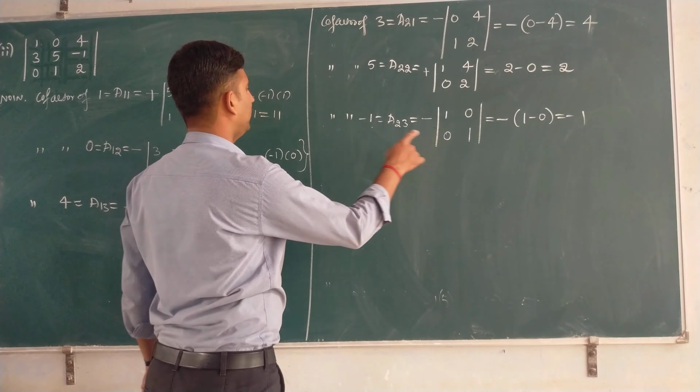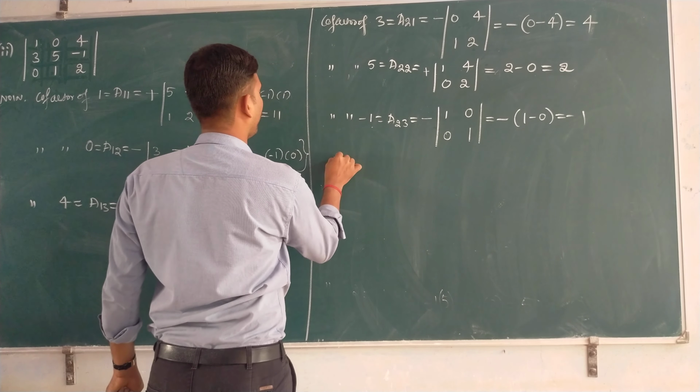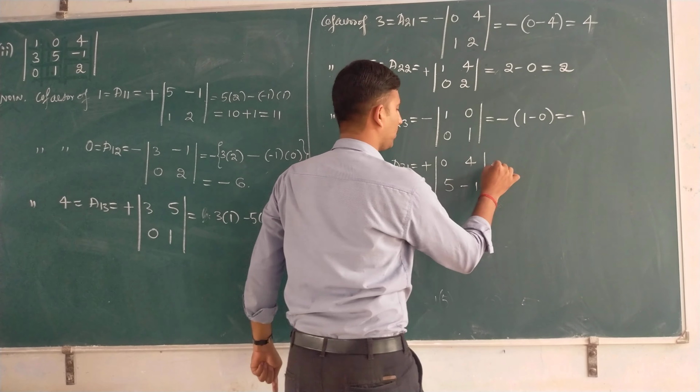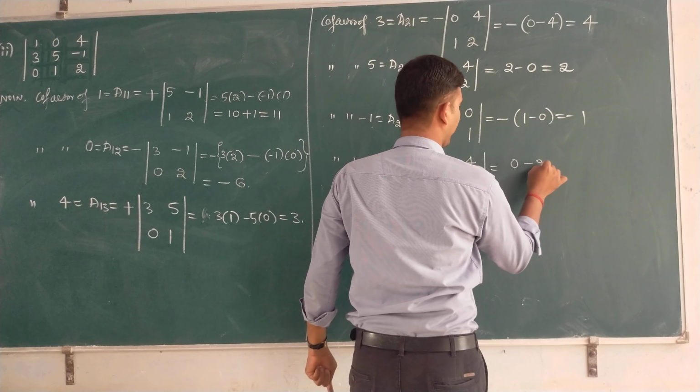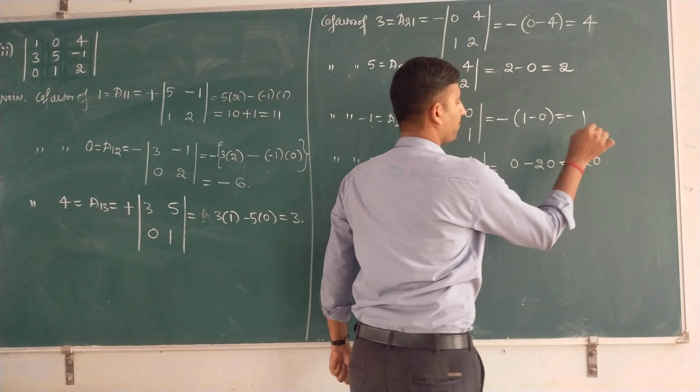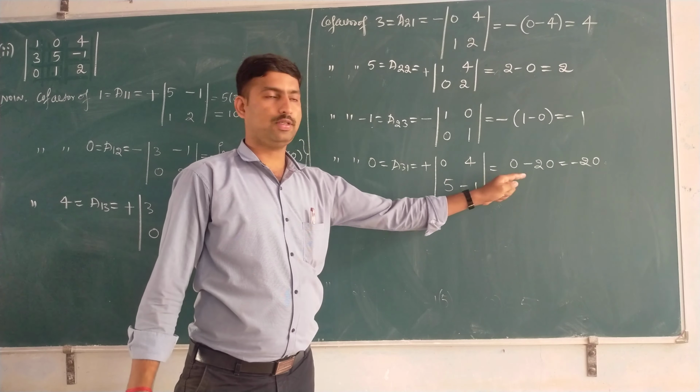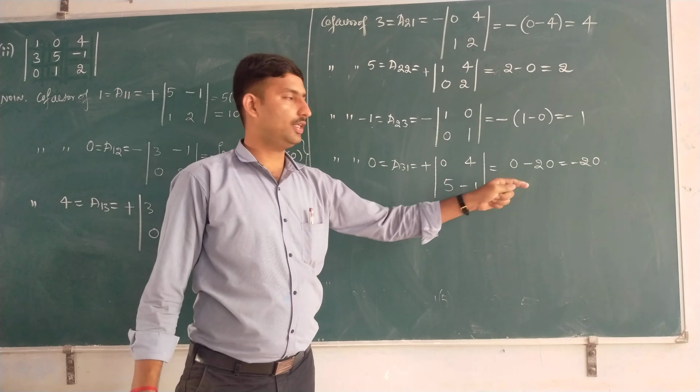After that, cofactor of 0 is nothing but A31. The position is plus, with the elements 0 4 5 minus 1, which is equal to 0 into minus 1 minus 4 into 5. 0 into minus 1 is 0, and 4 into 5 is 20, so minus 20.